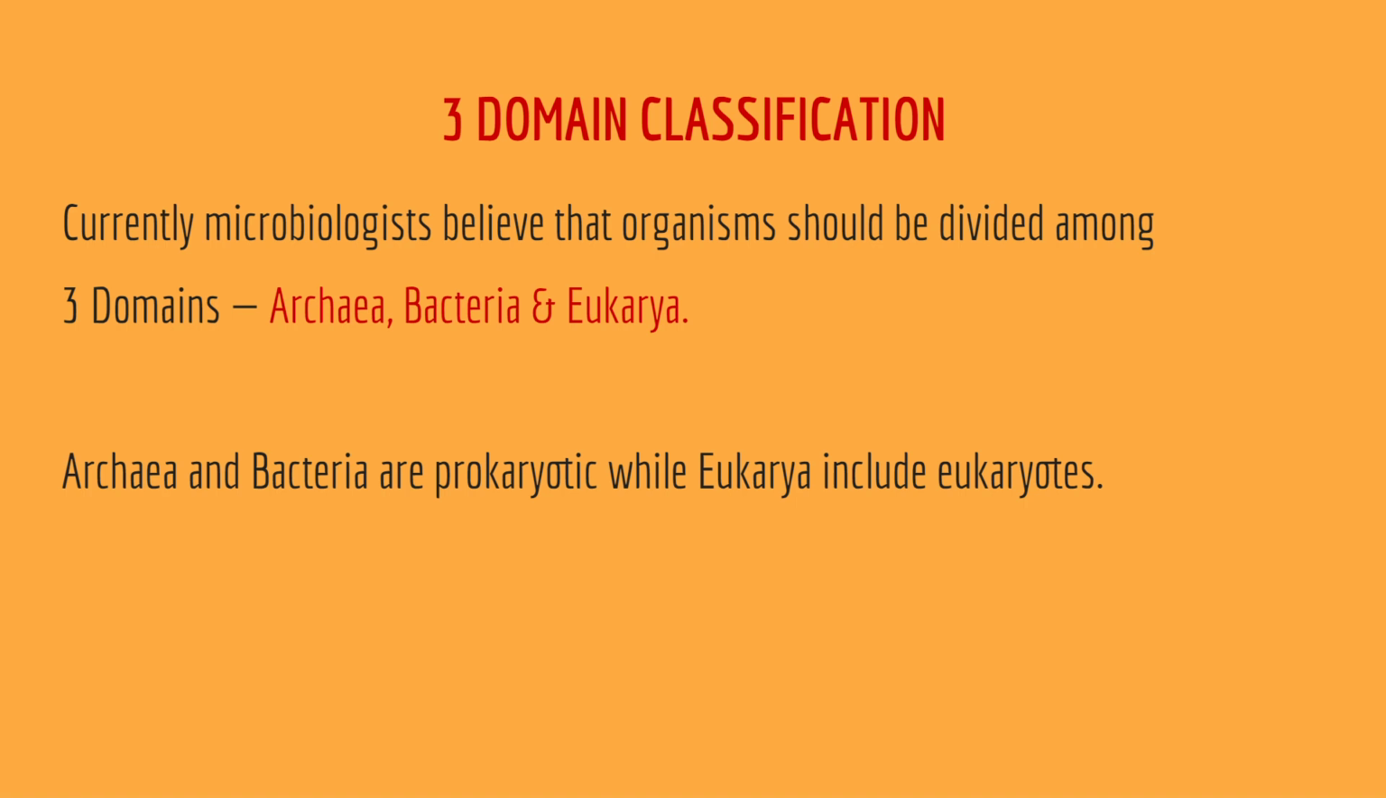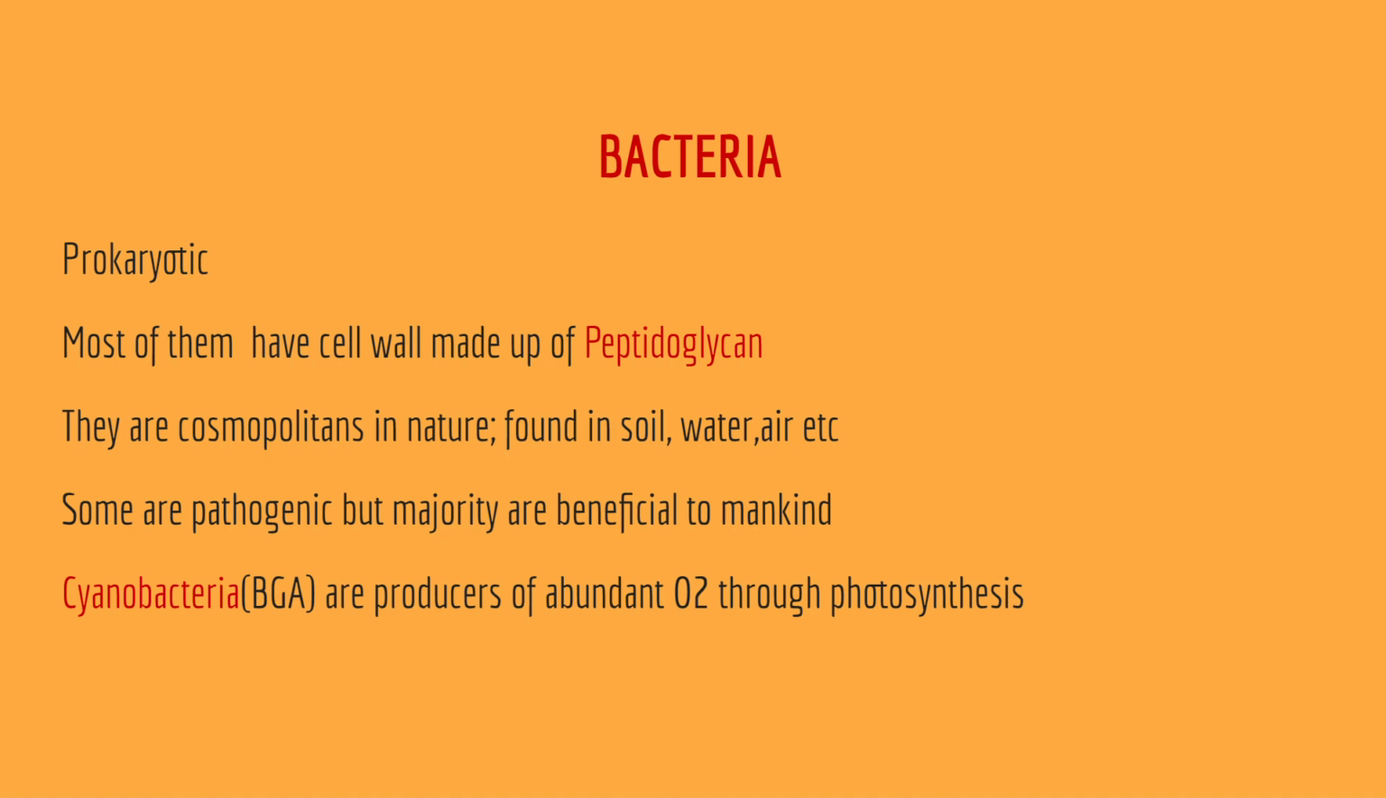Currently, microbiologists use the three-domain classification wherein organisms are divided into three domains: archaea, bacteria, and eukarya. Archaea and bacteria domains are prokaryotic, while eukarya, like the name suggests, are eukaryotic in nature. Let's understand more about these domains.